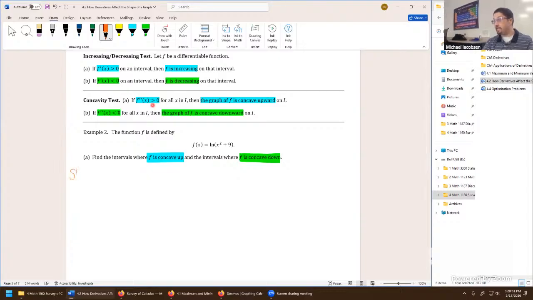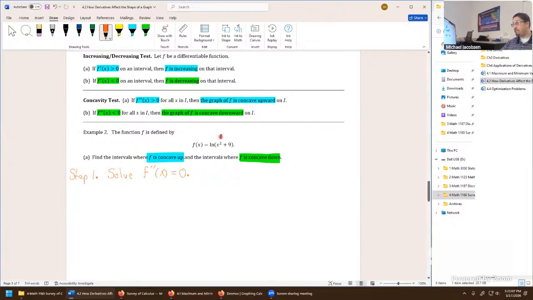So here's what it's going to look like. Step 1 is really solve f double prime at x equals 0. We're still finding a critical number, but we're not finding a critical number to f. We're finding a critical number to f prime. So it's a new equation this time that we're solving on this one.